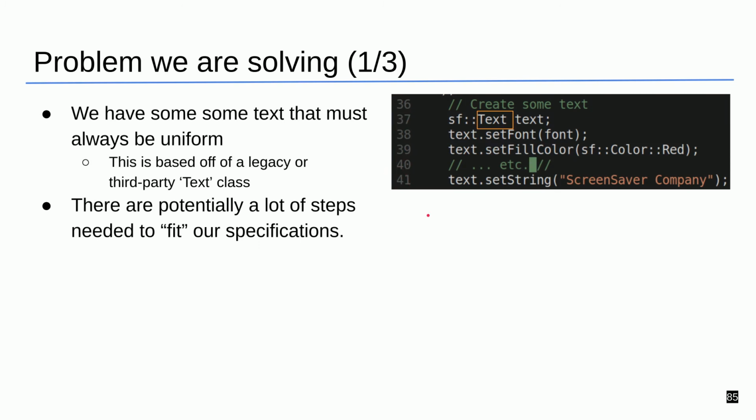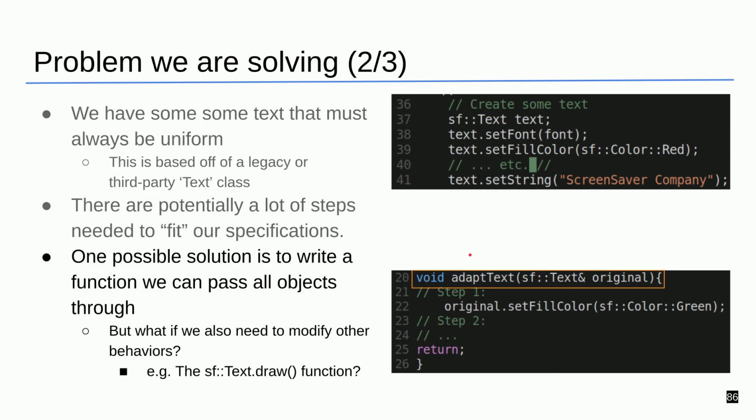Okay, so here's the problem that we're solving. We have some text that must always be uniform. Some text here, screensaver company. And it's based off some legacy or third-party text class. In our case, it's from the Simple Fast Media Library. It's a third-party library, and there's a lot of steps needed to fit our specifications.